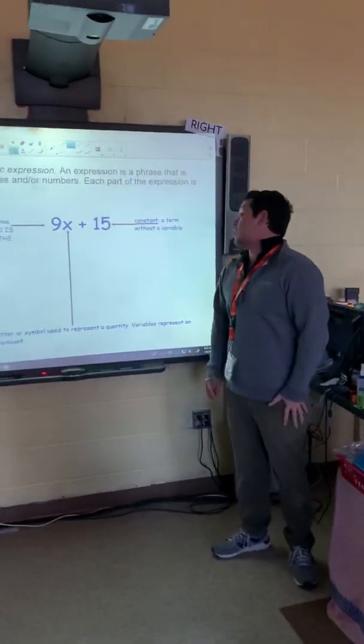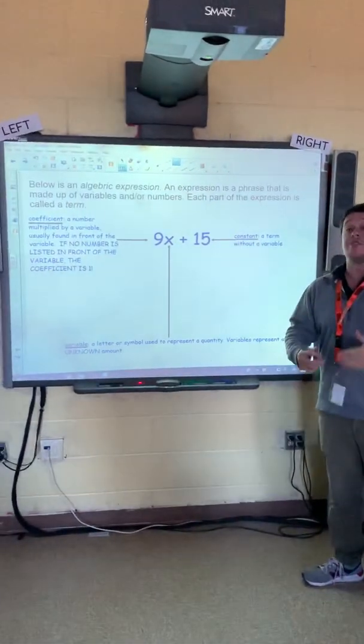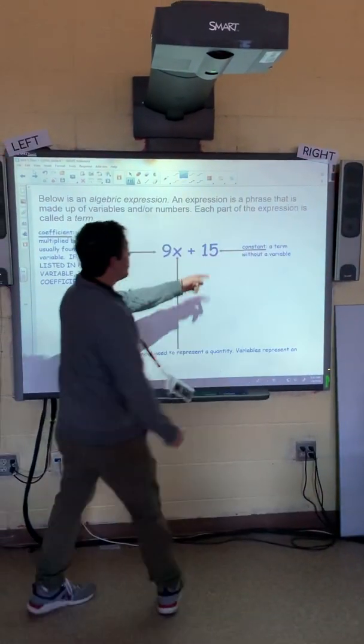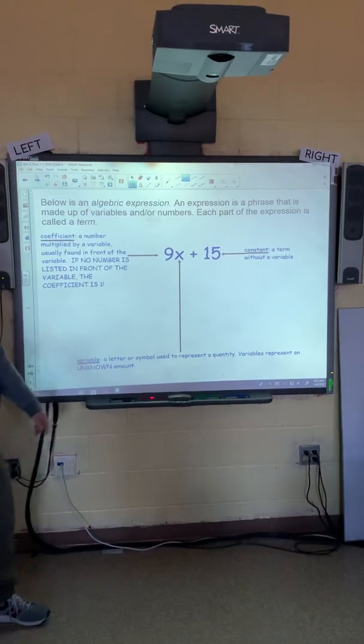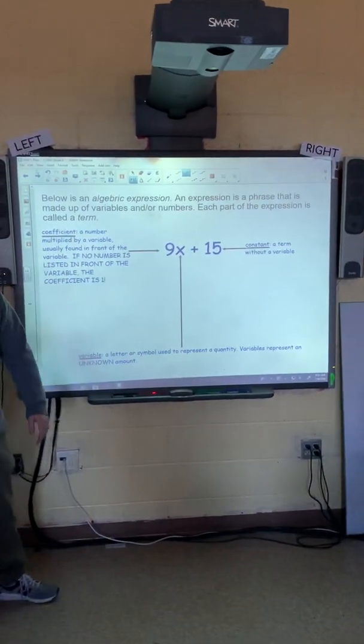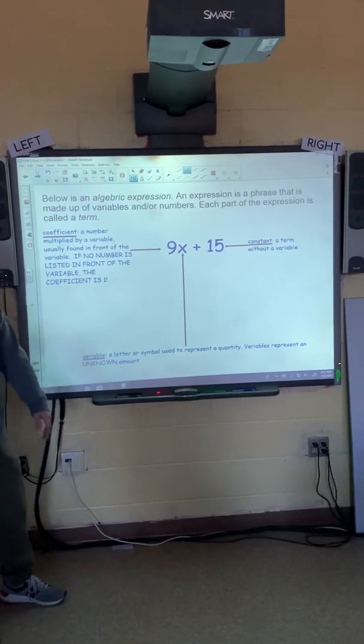All right, so after you watch the video, you should have learned about the key terms for algebra. This is an algebraic expression. An algebraic expression is a phrase that's made up of variables and/or numbers. And there are three major parts of this expression, and these are terms that need to go in your notes.